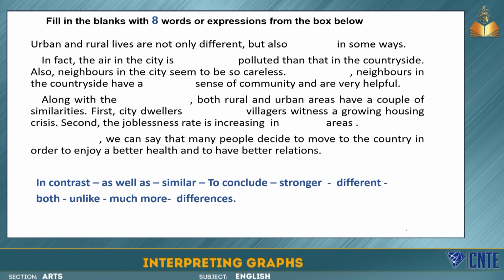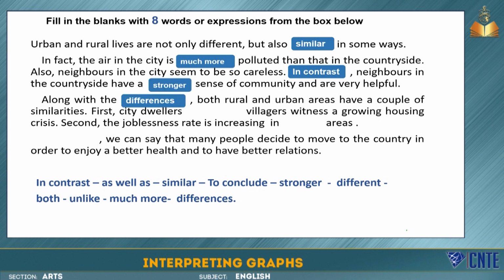So think about this. Did you get the right answers? Now here are the answers. First word, similar. Second, much more. Then, in contrast. Notice that it is capitalized because it is preceded by a full stop. Stronger. Differences, as well as both. To conclude, and again we have a capitalization because it's at the beginning of the sentence.